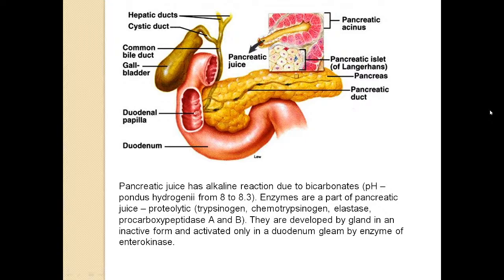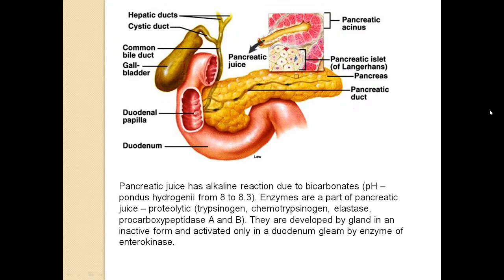So, let's start. Structure and properties of a pancreatic juice, regulation of pancreatic secretion. Pancreatic juice has an alkaline reaction due to bicarbonates, pH from 8 to 8.3.